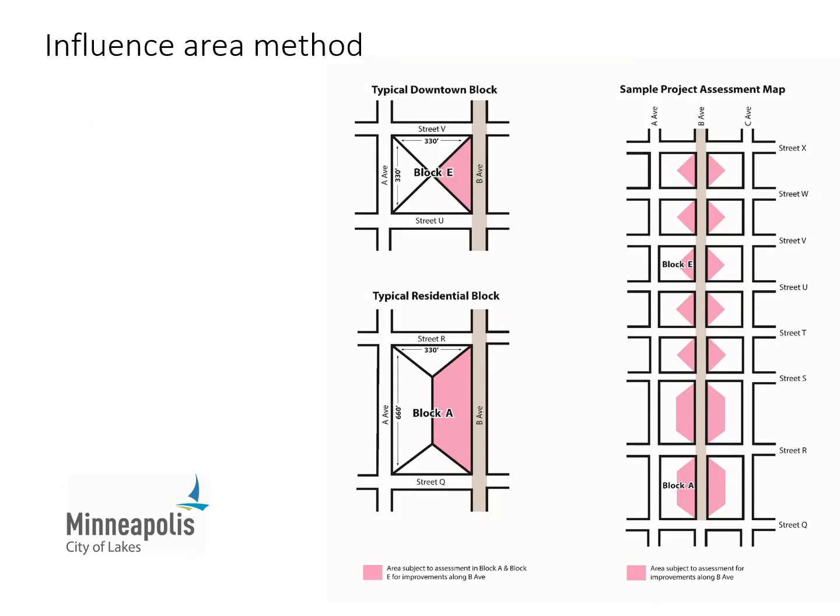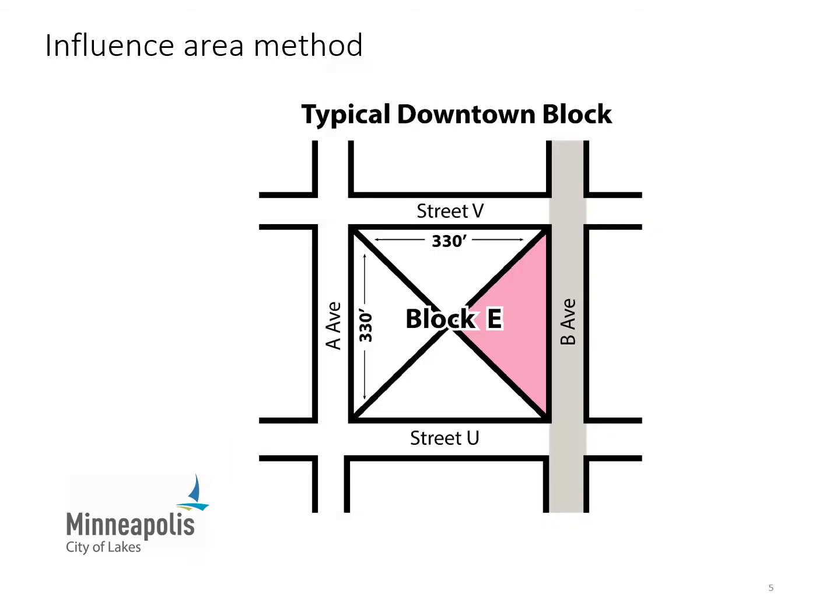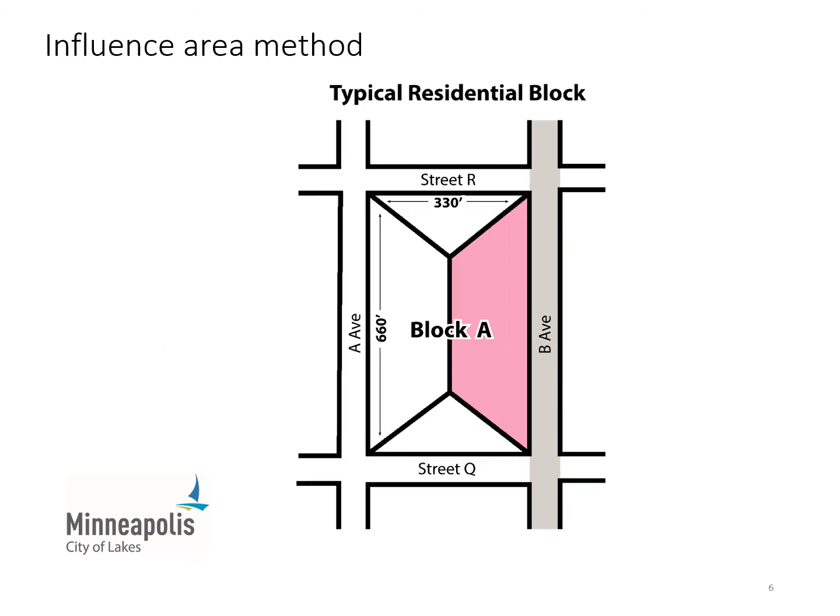The influence area method involves bisecting the angle at each street intersection to create non-overlapping areas of influence. Doing this creates 4 triangular influence areas in a typical downtown block, like the example on this slide, and trapezoidal and triangular shapes in a typical residential block, like the example on this slide.